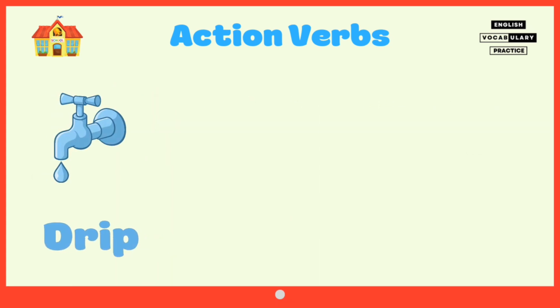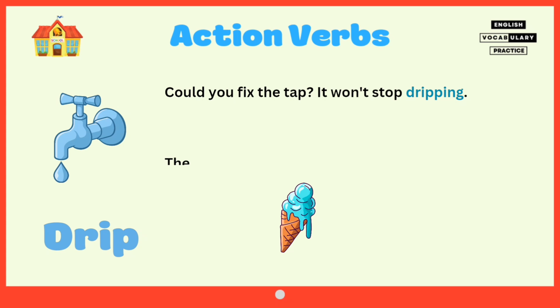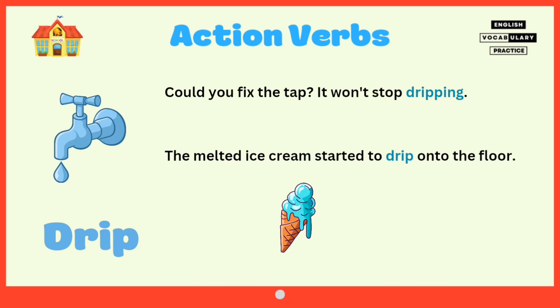Drip. Could you fix the tap? It won't stop dripping. The melted ice cream started to drip onto the floor.